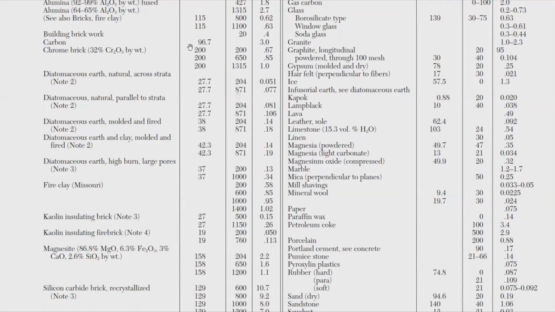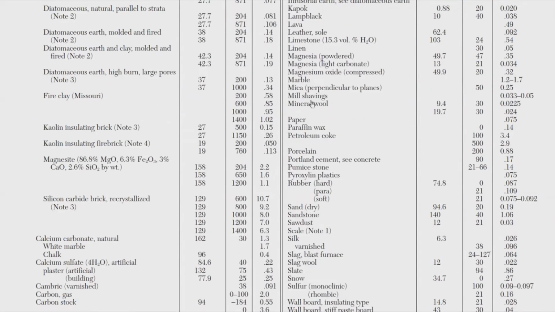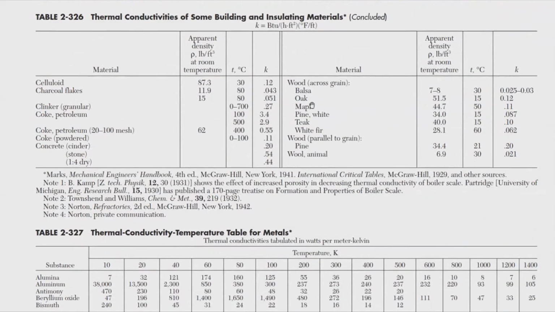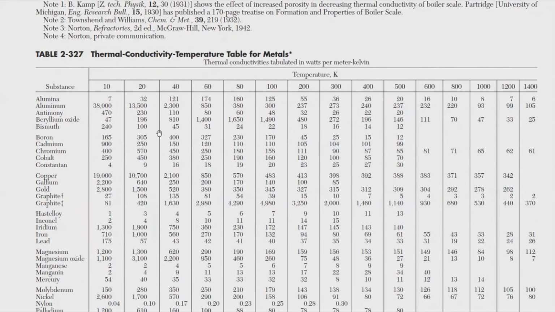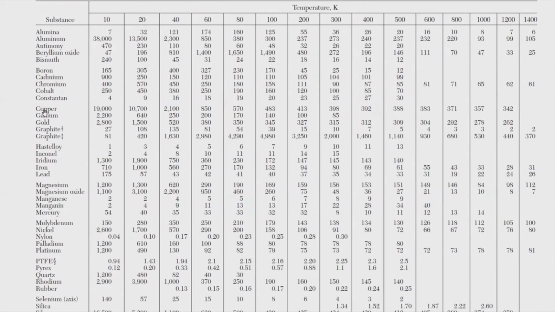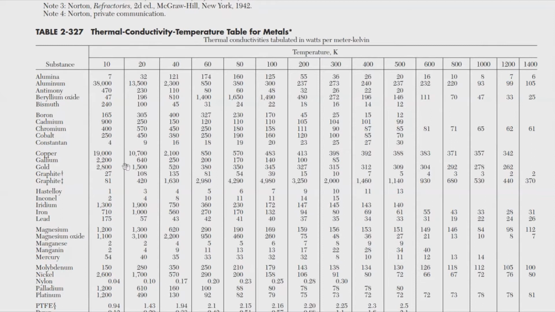Now let's go back to our 8th edition, and we need to find copper. We've used this table before. This is the thermal conductivities of building and insulation materials. But since copper is not an insulating material but a metal, we'll be taking table 2-327, which is the thermal conductivity for metals. In this case, we do have copper, but what's difficult here is that we're given a lot of thermal conductivities, and we couldn't actually pick which one is right, since we're only given the difference in temperature.